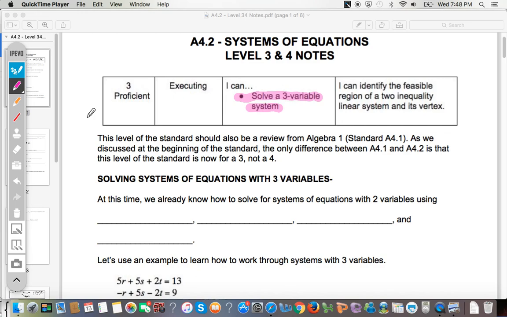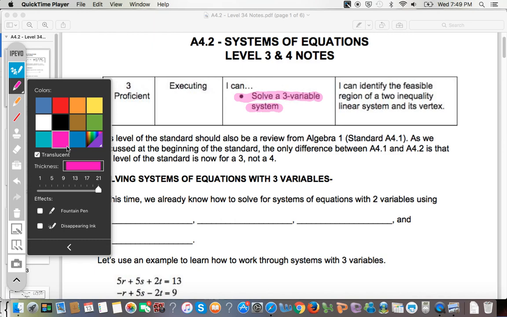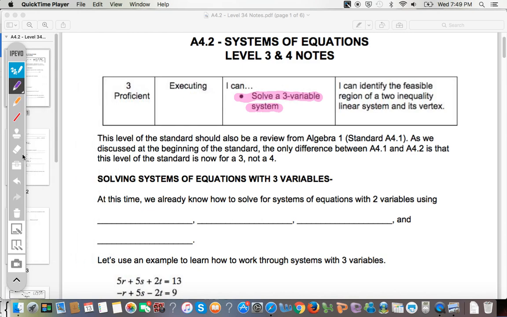So up to this point, we have been dealing with 2-variable systems. So 2 variables, 2 equations. Now we are dealing with 3-variable systems. So 3 variables and 3 equations. Okay, and as we've discussed up to this point so far, this should be a review from Algebra 1.